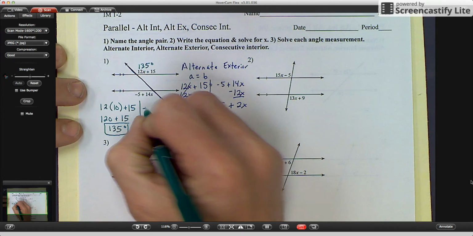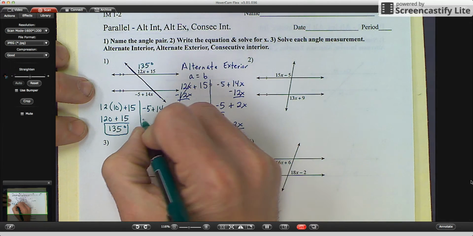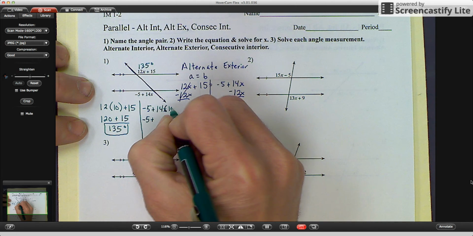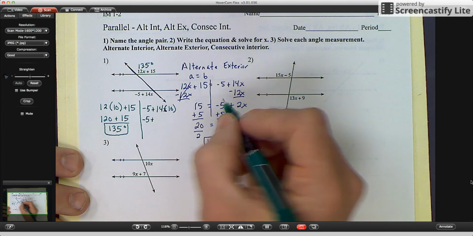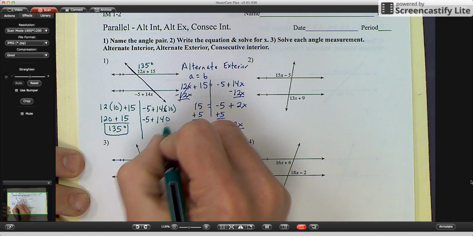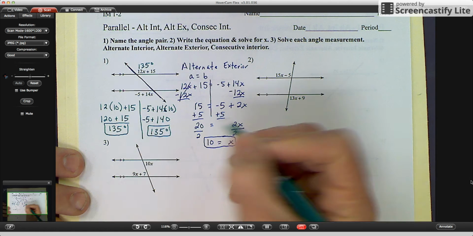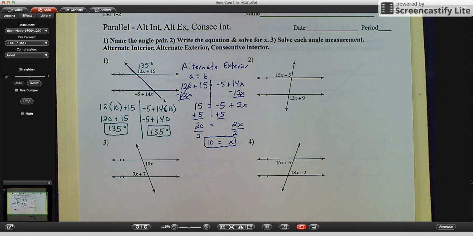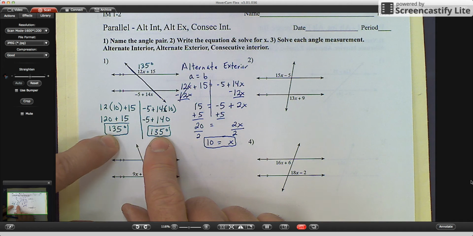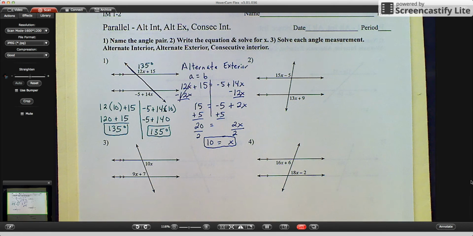When I look at the second one, I have a negative 5 plus 14x. So a negative 5 plus 14. Instead of the x here, I'm just going to put a 10 because I know that x is 10. So a negative 5 plus 14 times 10 is 140. Negative 5 plus 140 is 135 degrees. They are congruent and they are equal, so we know we're right. I'm going to have you try number 2. I'm going to do number 3 as an example.